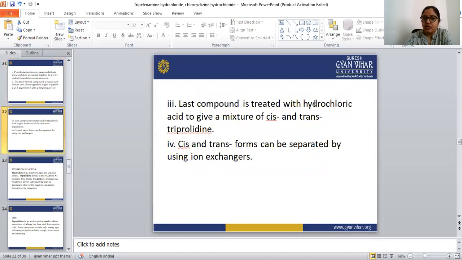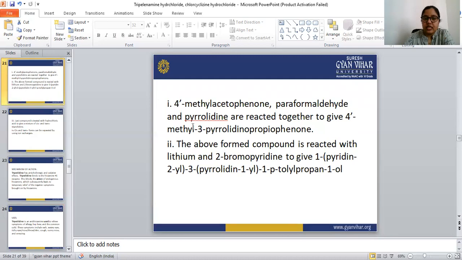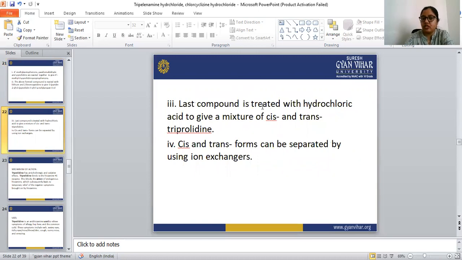After that, the last compound is treated with hydrochloric acid to give a mixture of cis and trans triprolidine. The cis and trans forms can be separated by using an ion exchanger, and we get our triprolidine product. So this is the method to synthesize the triprolidine product.